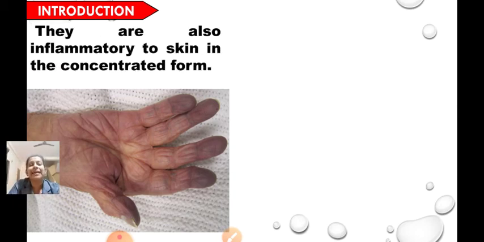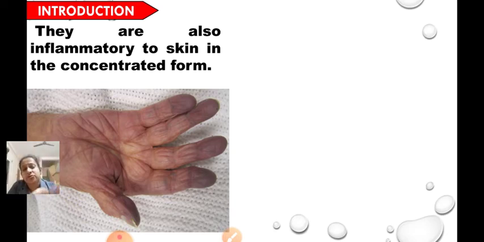Fine. Now, even like the acids, even bases are highly inflammatory. They are inflammatory to skin in the concentrated form. There were many pictures which I could have put, but you might have got scared by looking at those pictures. That's why I have put a simple picture here wherein this person's hand has got burned due to what, caustic soda. Caustic soda is nothing but sodium hydroxide.